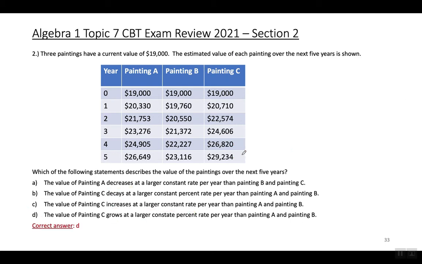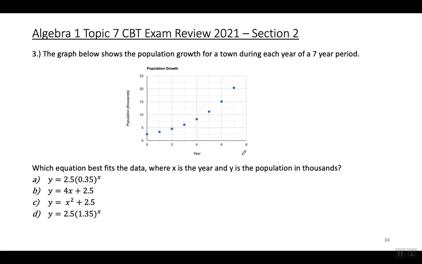All right, moving on. The graph below shows the population growth for a town during each of a 7-year period. Which equation best fits the data where x is the year and y is the population in thousands? This question is so easy if you understood the IXL that I assigned on matching graphs with exponential functions.